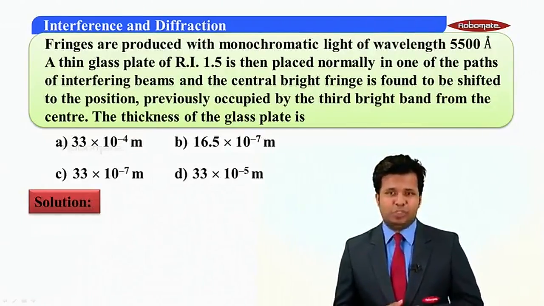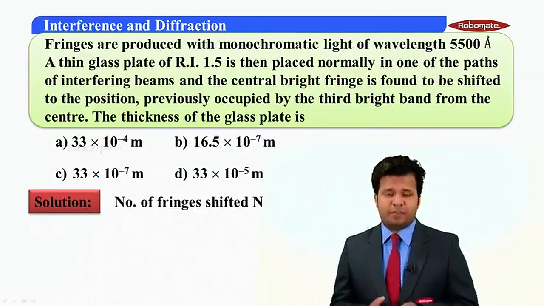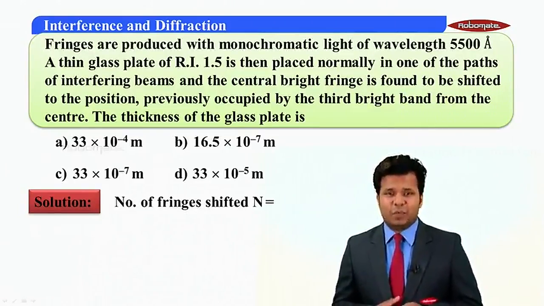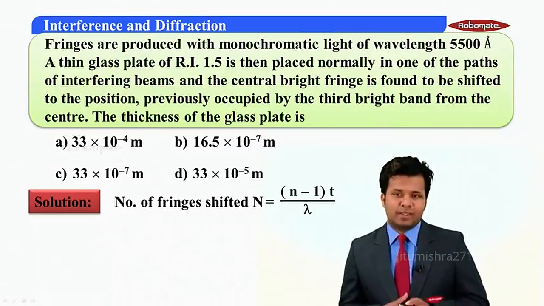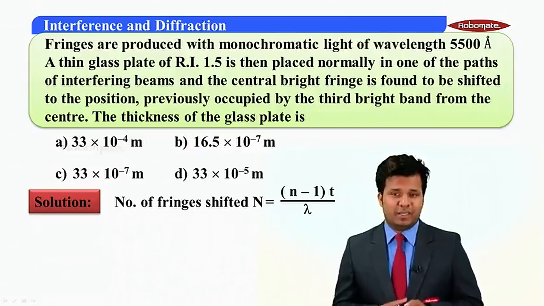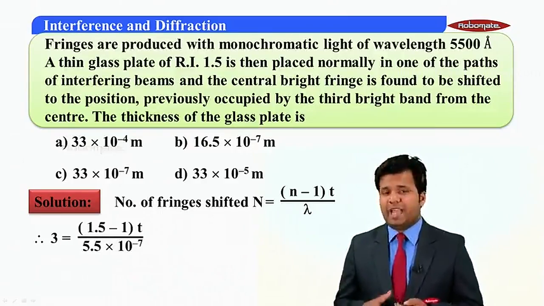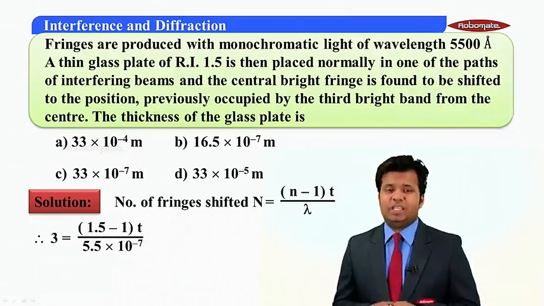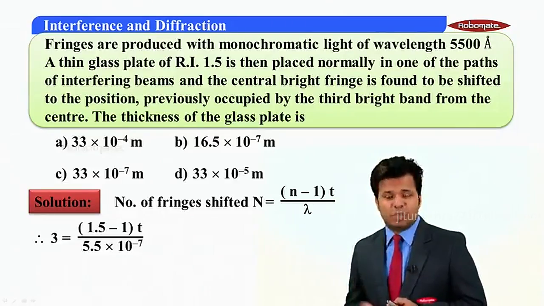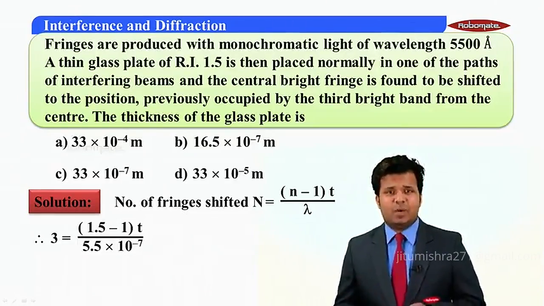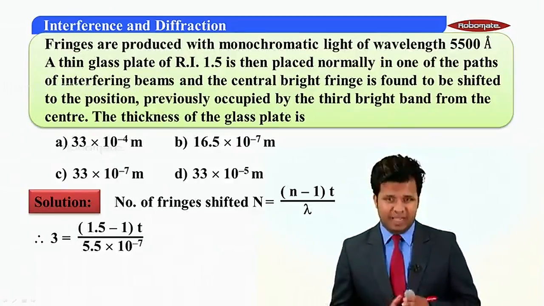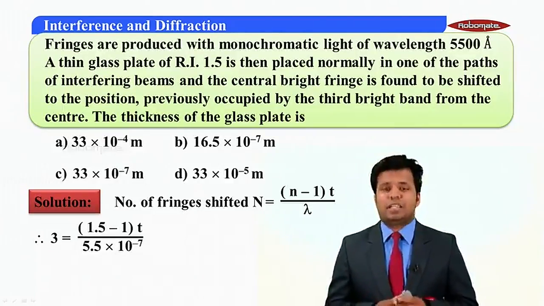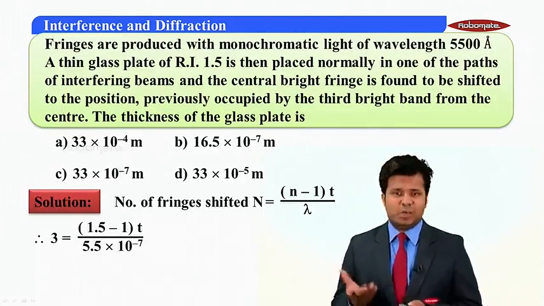I would begin my solution. The number of fringes shifted, n, is equal to (n minus 1) the whole upon lambda times t. Now students, what are the things which are given here? Let us substitute them. The number of fringes shifted, n, is 3, the refractive index small n is 1.5, and lambda is converted from 5500 angstrom unit into meters as 5.5 into 10 to the power minus 7. The only term left is the thickness, small t. Now 3 is equal to all these things.